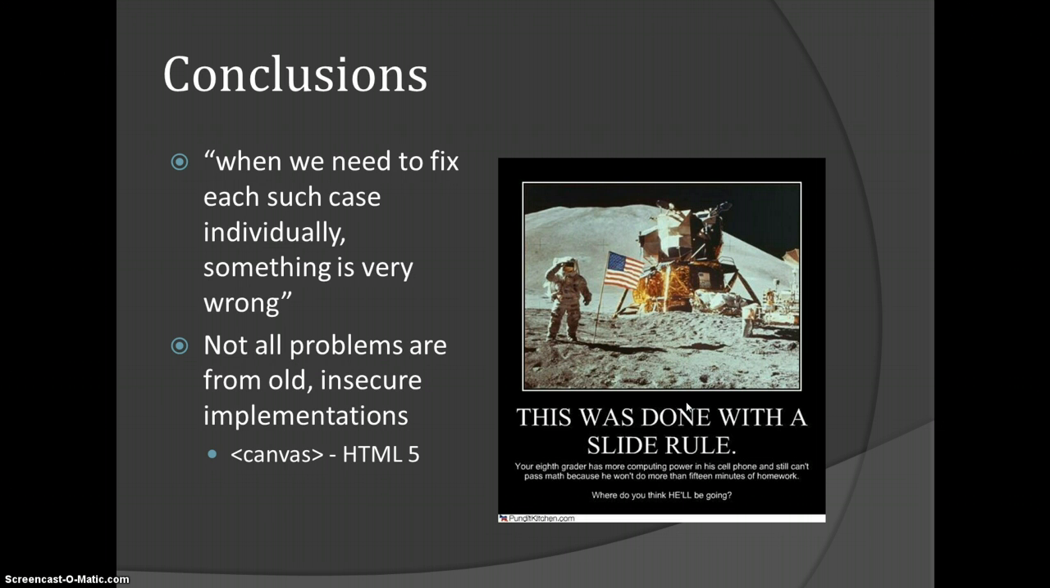So in conclusion, I like the author's quote here. One of the big things to take away from this chapter: when we need to fix each case individually, something is very wrong. There are a lot of things presented in this chapter, and I didn't go into depth on all of them, but there are a lot of privacy issues and some decent attacks that can go on, just taking advantage of the limitations of the same origin policy.